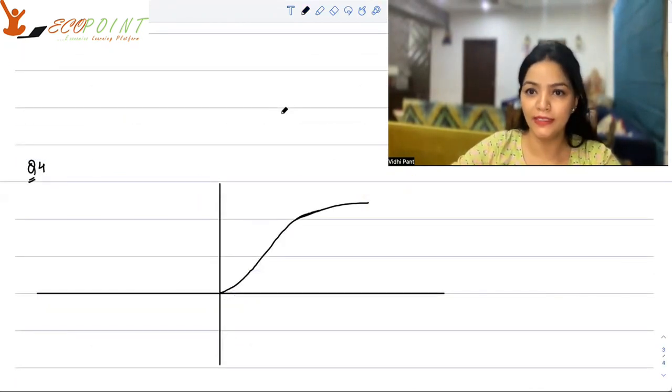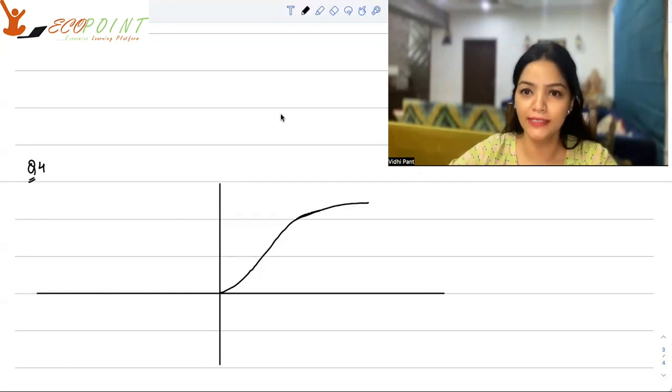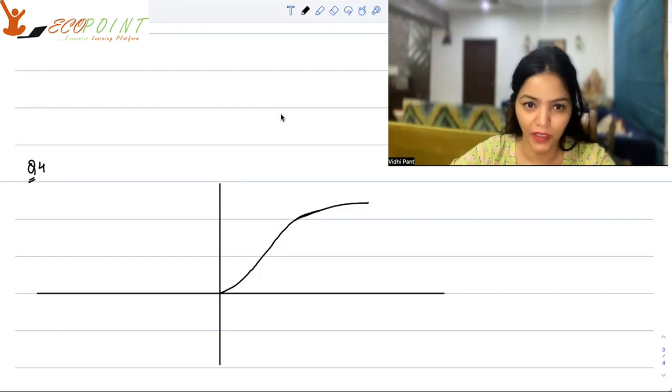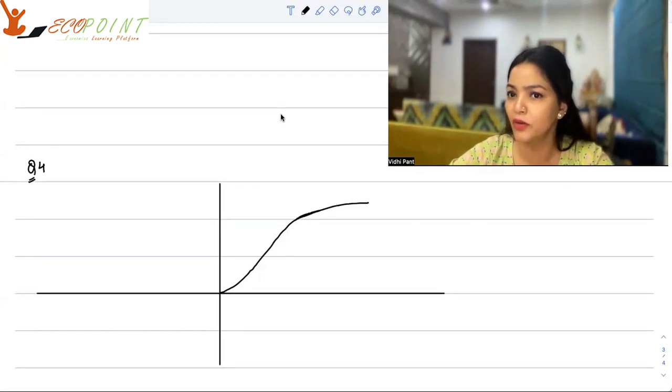Below what you can see here on the screen is a part of a particular graph. So suppose you have a part of a graph. Can you say that this is an odd function or an even function? Or in other words, can you create an even function out of it? Can you create an odd function out of it?